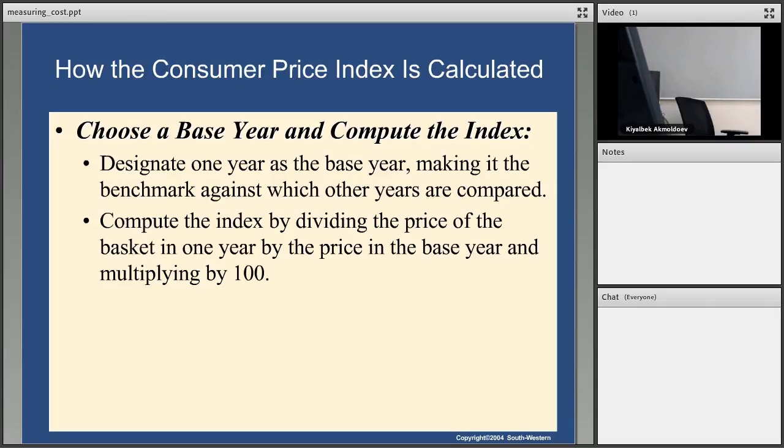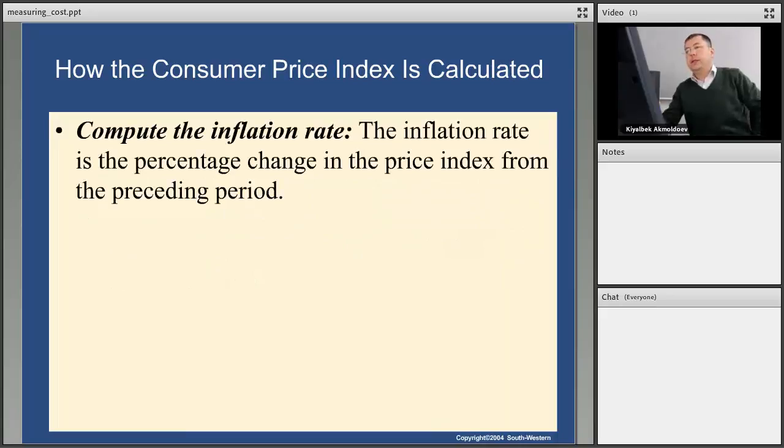CPI, or Consumer Price Index, equals the cost of the basket in the current year divided by the cost of the basket in the base year, multiplied by 100. So again, the Consumer Price Index, or CPI, equals the cost of the basket in the current year divided by the cost of the basket in the base year, multiplied by 100.